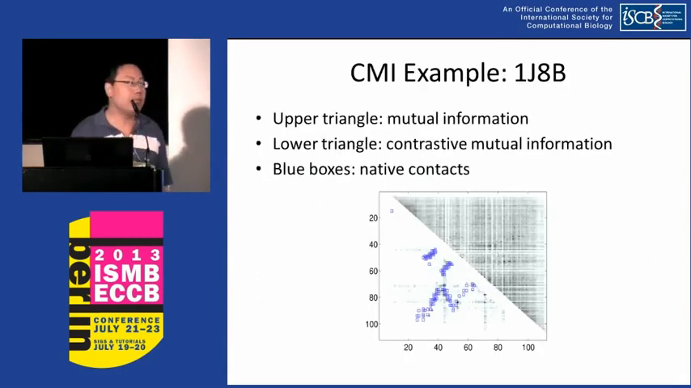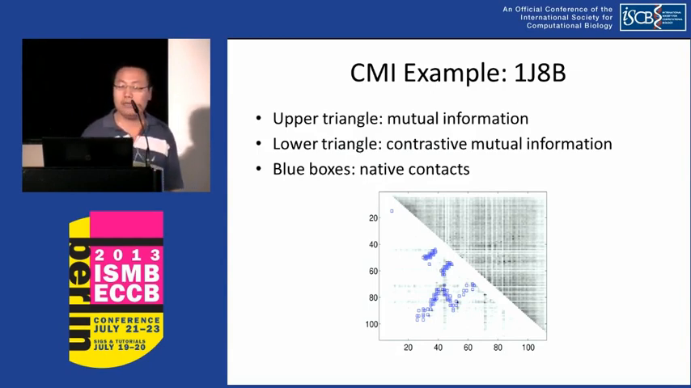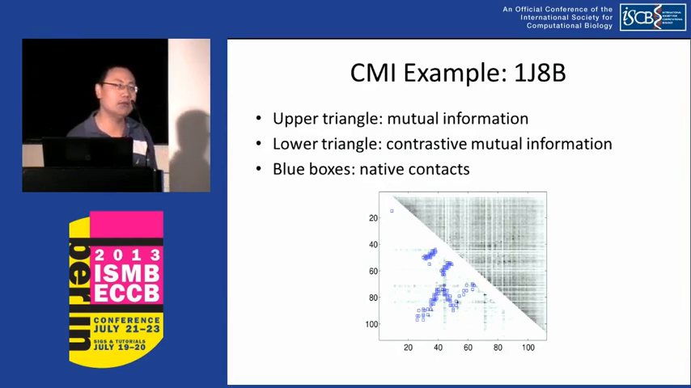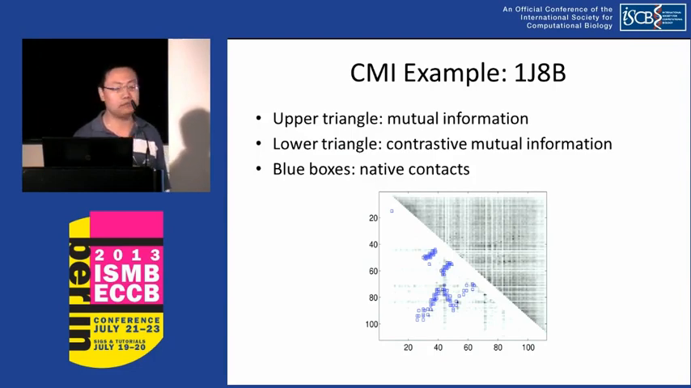Here I show you an example of the contrastive mutual information. In this picture, the upper triangle is the mutual information matrix, the lower triangle is the contrastive mutual information, and the blue boxes are native contacts. You can see the mutual information itself contains lots of noise, and by using the contrastive mutual information, we can reduce some of the noise.